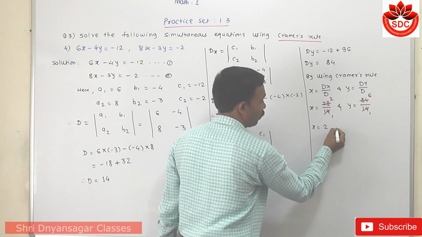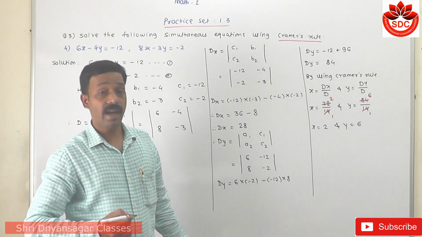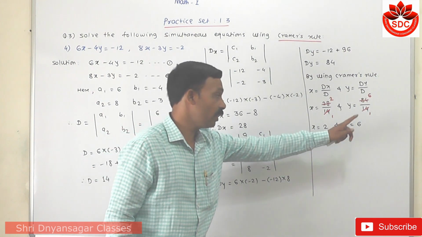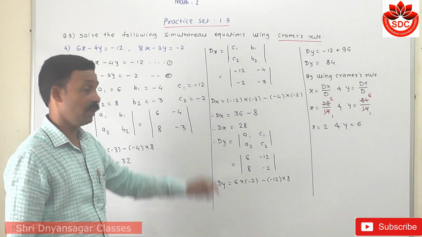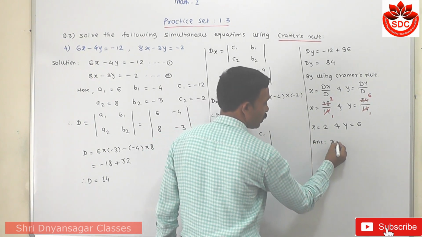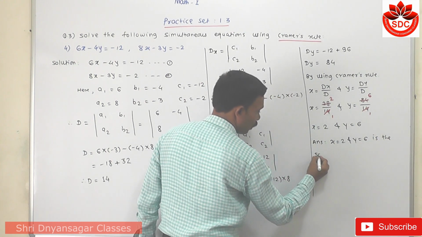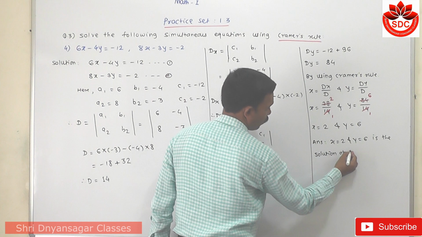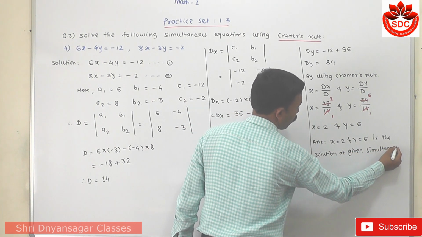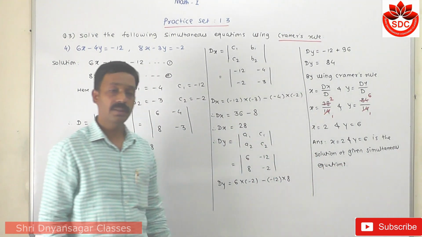x is equal to 2 and y is equal to how much? 6. Now write the answer in a full sentence because this is the solution of the given equation. This x is equal to 2 and y is equal to 6 satisfy the given equation. So always write the answer in a full sentence: x is equal to 2 and y is equal to 6 is the solution of the given simultaneous equations by using Cramer's rule method.